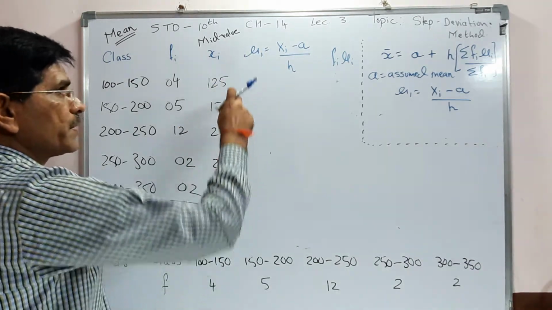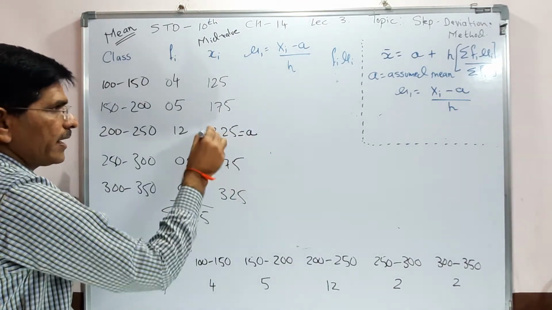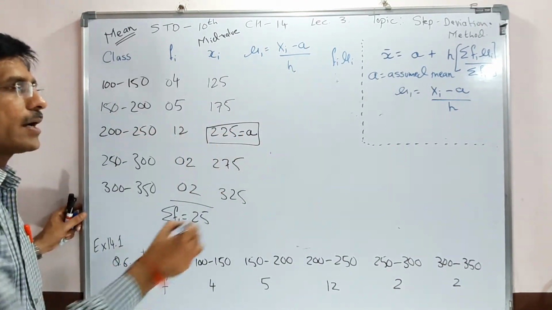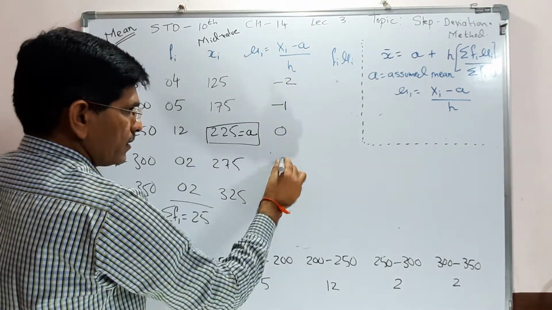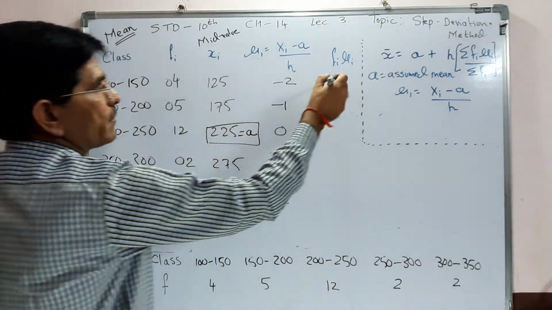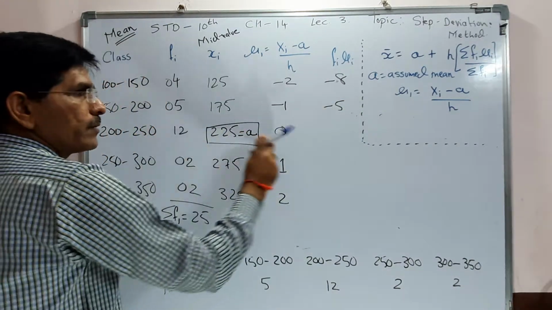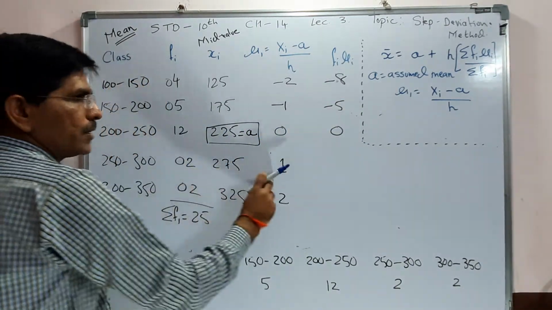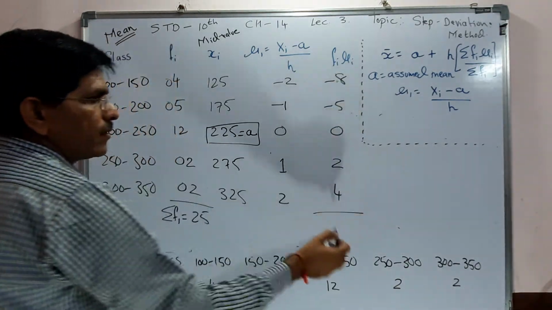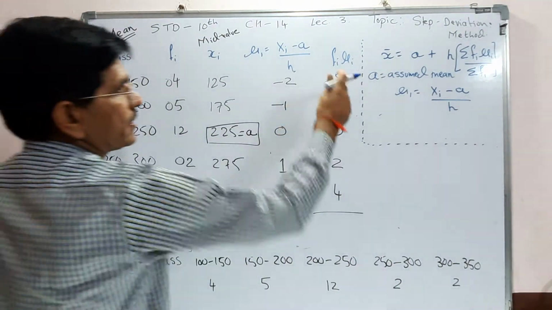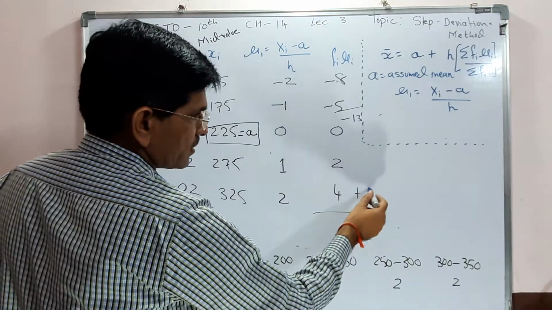Now ui. So first of all we have to assume a, at the middle. Now here we have to write 0, minus 1, minus 2, 1 and 2. Now 4 into minus 2, that is minus 8. 5 into minus 1, that is minus 5. 12 into 0, that is 0. 2 into 1, that is 2. 2 into 2, that is 4. Now we have to add this. Here it is minus 13, and here it is plus 6.